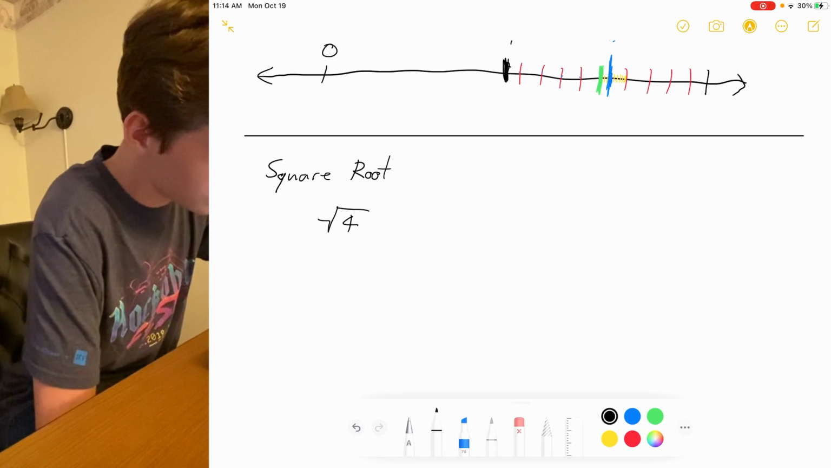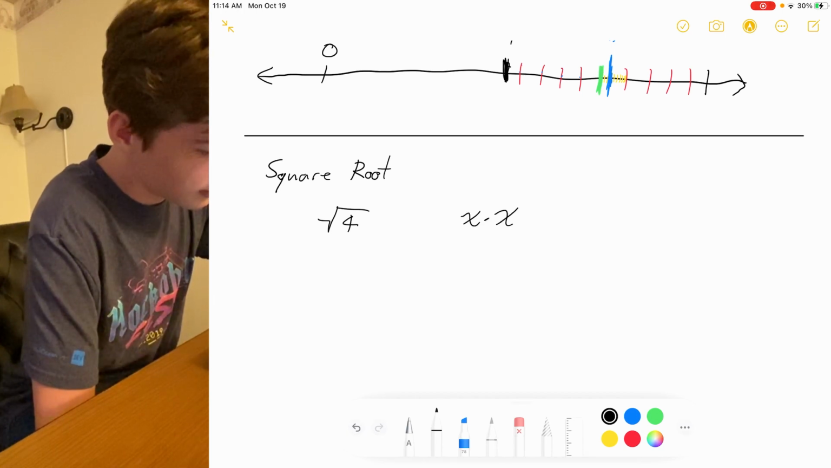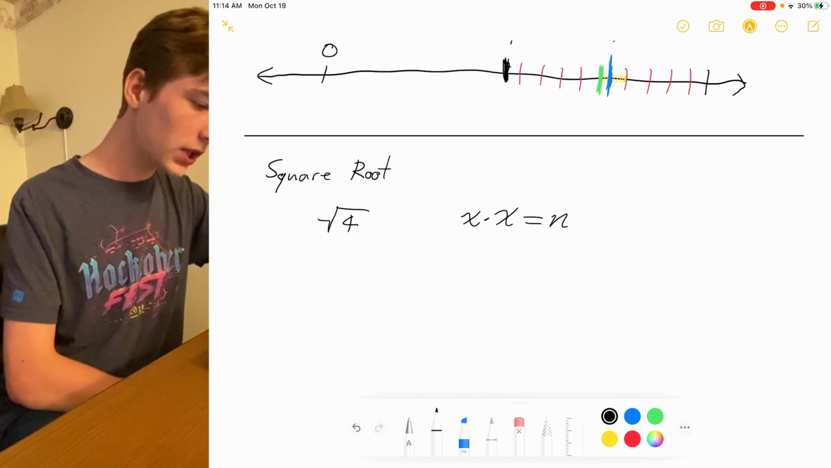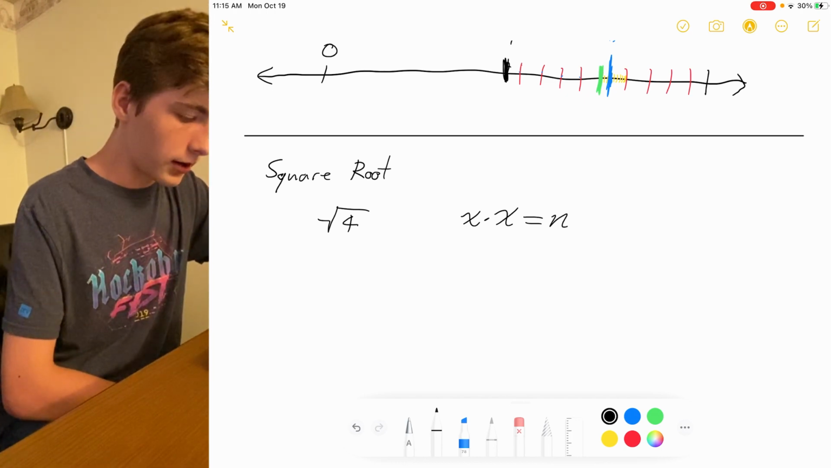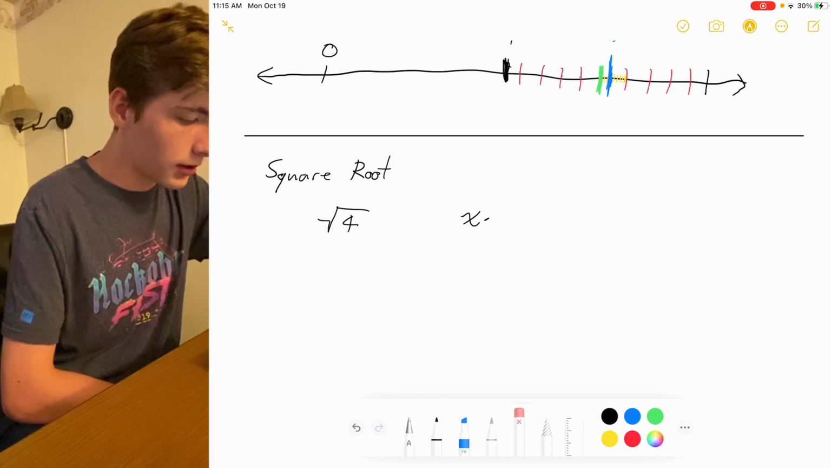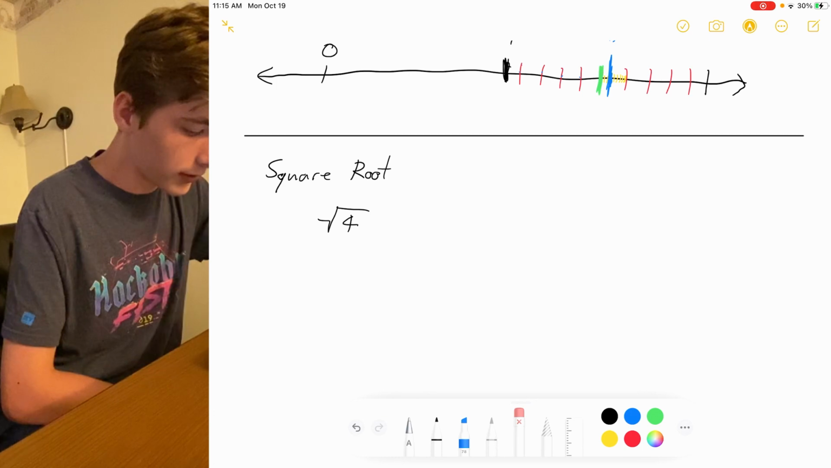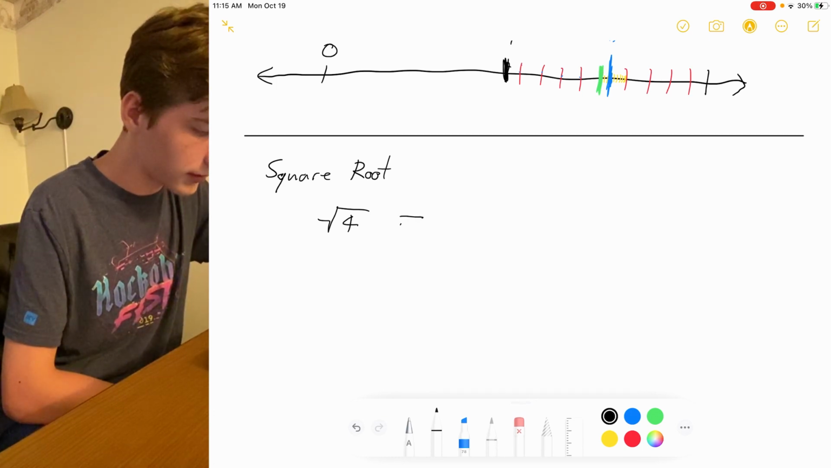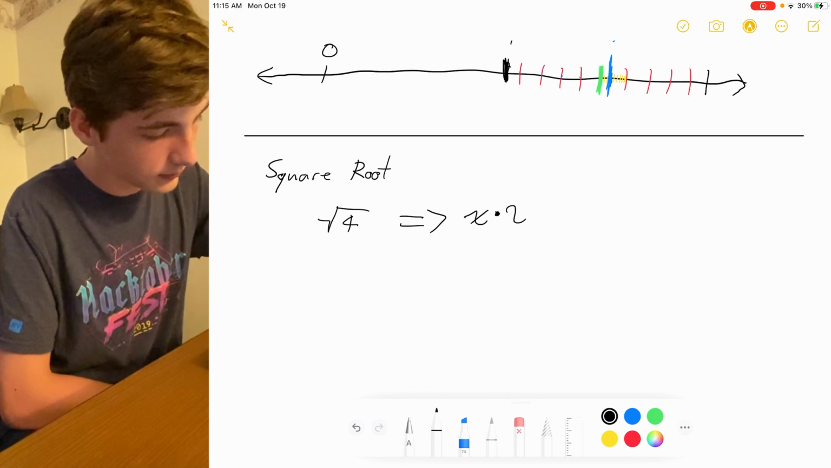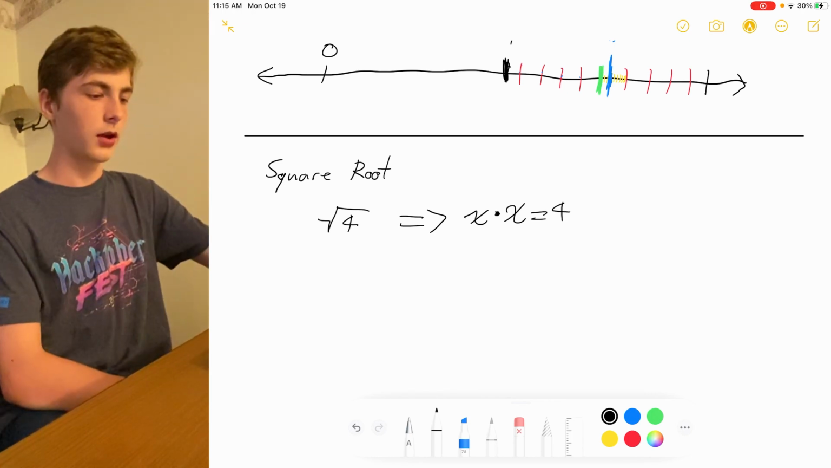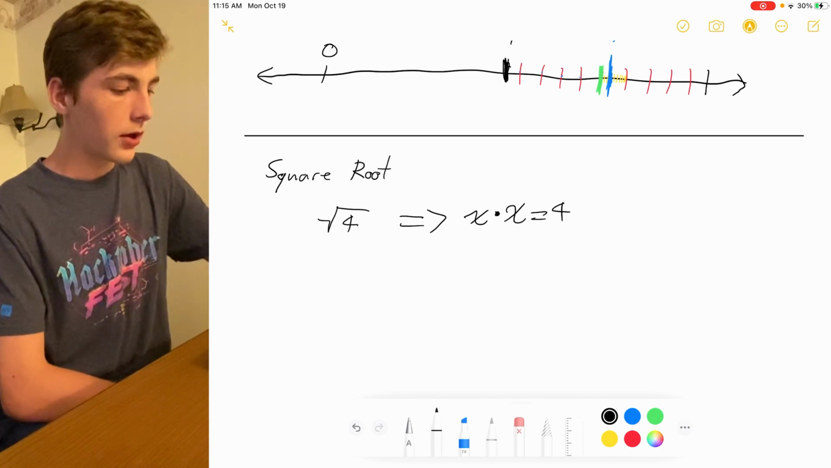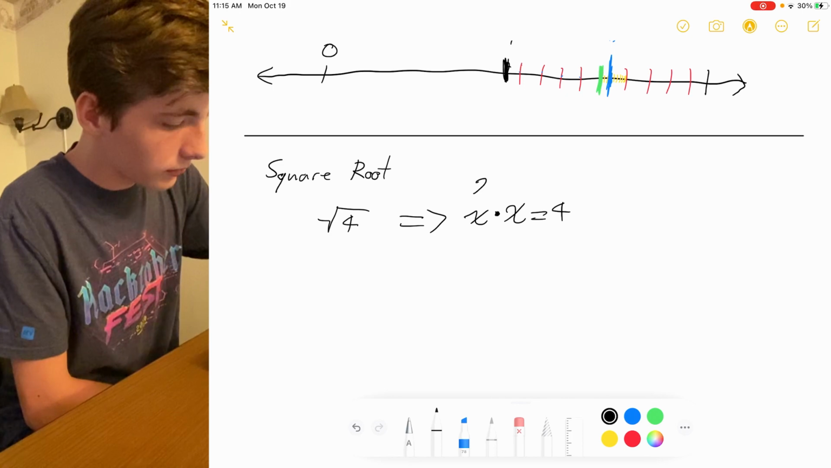So in other words, what is a number such that we can say x times x equals that number n, we'll say. So what is x in that case? Let me write it like this. If we take the square root of 4, that is the same as saying, what is x such that x times x is equal to 4, right? That's what taking a square root means. And so in this case, of course, it's 2. 2 times 2 is 4.